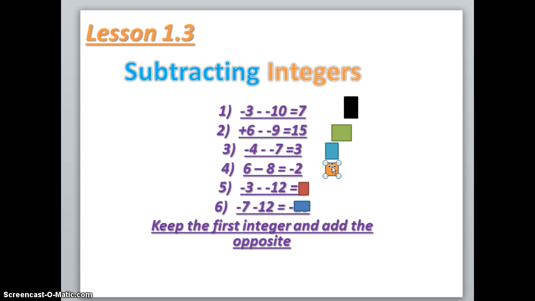The way we found this is because we added the opposite, so it was 6 minus -8, which gives us the answer of -2. For example 5, -3 minus -12 equals 9. We added the opposite of the 12 and made it positive. For example 6, the final example of course, we did -7 minus -12, and we got the answer of 19.